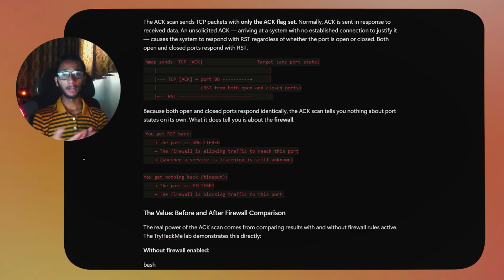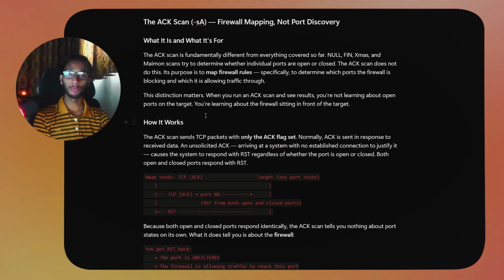But if you target some specific port and you don't get any response back, and instead nmap just gets a timeout, it means that the port is being filtered by the firewall, and it is not allowing any traffic or connection to that specific port, right? So that is how the ACK scan works. I hope you get the idea.